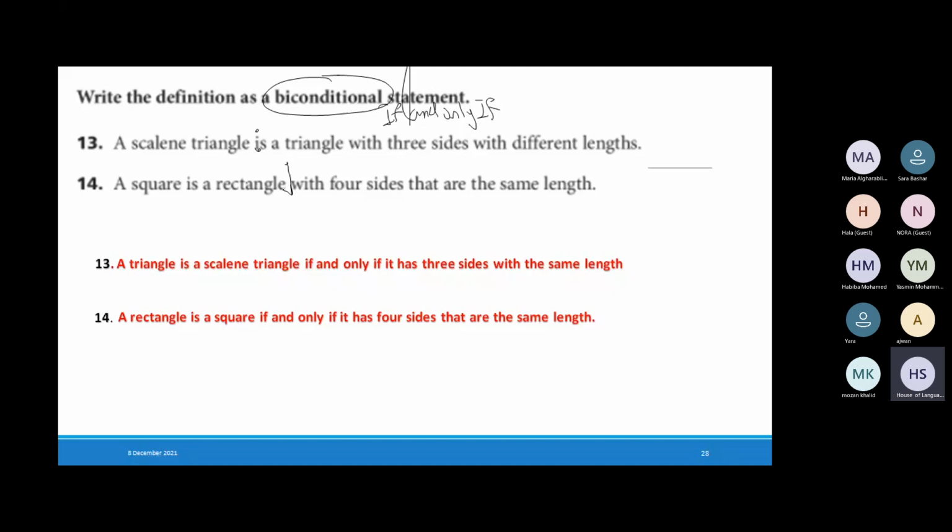See, Maria, I want you to solve number 15. Okay, open your book and solve number 15. Okay, teacher, wait.